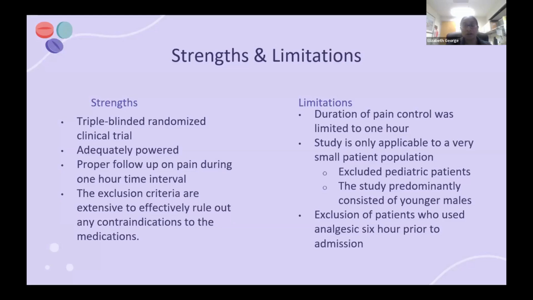And then another limitation was that the study is only applicable to a very small population. It excluded pediatric patients, and then the study also predominantly consisted of males. So this also makes it hard to extrapolate the data for the geriatric population who might be coming in with falls and a fracture due to the fall in the ED.